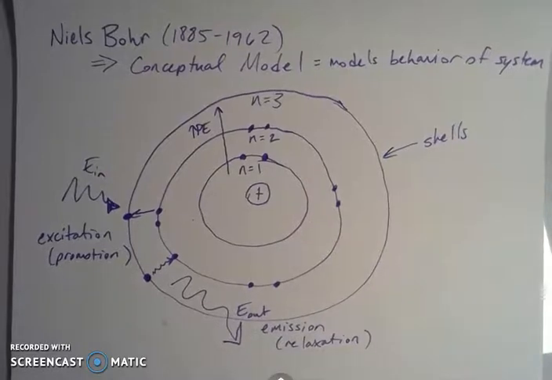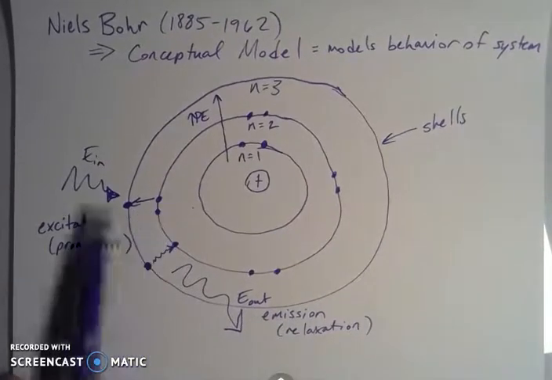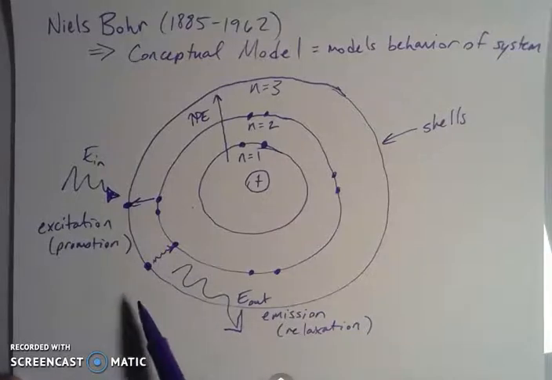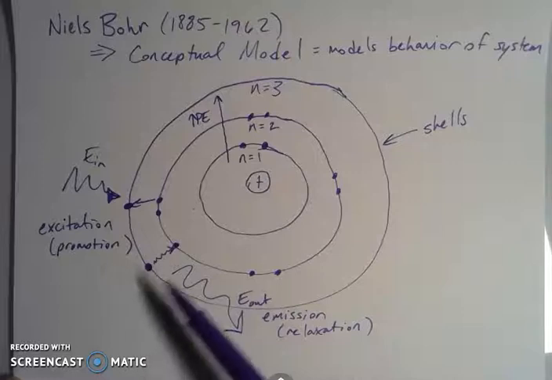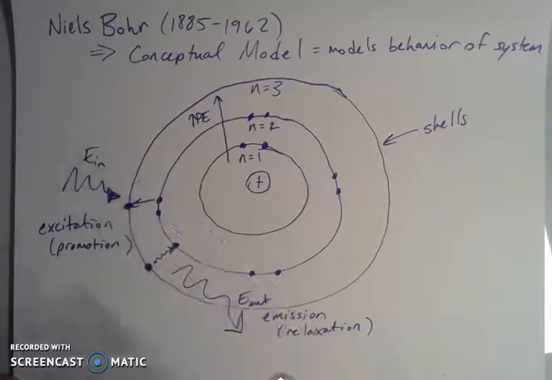So we say that the electron is promoted or is excited to higher levels. When it relaxes back down, it emits a photon. It goes from that higher energy to the lower energy, but doesn't travel in between. It just is.